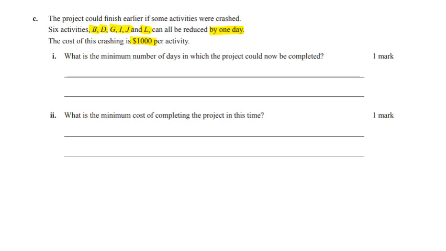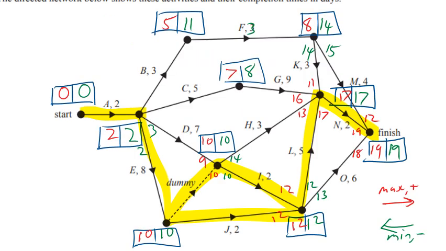So we've got to then work out the minimum number of days that it can now be completed and what is the minimum cost of completing the project in this time. We're going to go back to our diagram. We're going to play with our diagram. I've got to highlight the activities we can crash. So you can crash B, and where else? We've got D, and G, and I, and J, and L. Is that right? 1, 2, 3, 4, 5, 6. Cool. So we can crash any of these by 1 day.